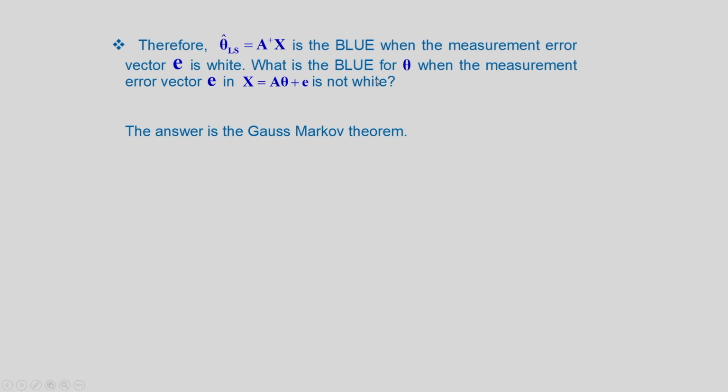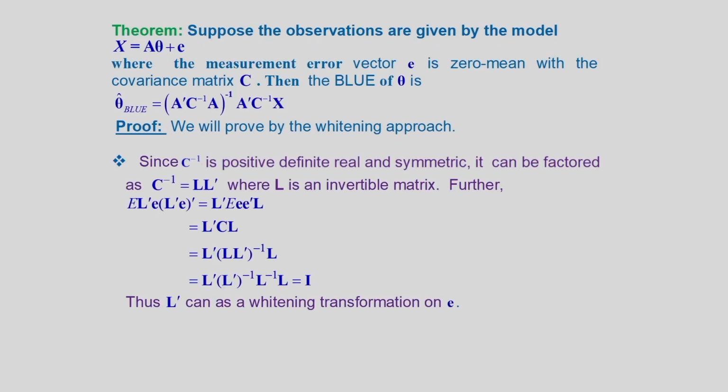What is the BLUE for theta when the measurement error vector E in x equal to A theta plus E is not white? So, what will happen if E is not white? For that, the answer is the Gauss-Markov theorem. We will prove this theorem.